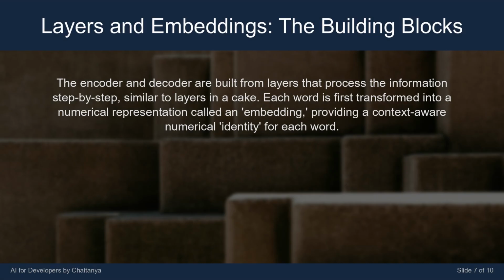The encoder and decoder are built from layers that process the information step by step. Similar to layers in a cake, each word is first transformed into a numerical representation called an embedding, providing a context-aware numerical identity for each word.